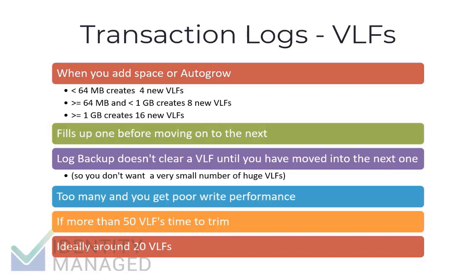Ideally, you want to have around 20 virtual log files for best performance. If you have too many, you get poor write performance. So you want to have between 20 and 50, but the ideal is around 20. If you grow less than 64 megabytes, it creates 4 new virtual log files, so they're each going to be 16 megabytes or less.